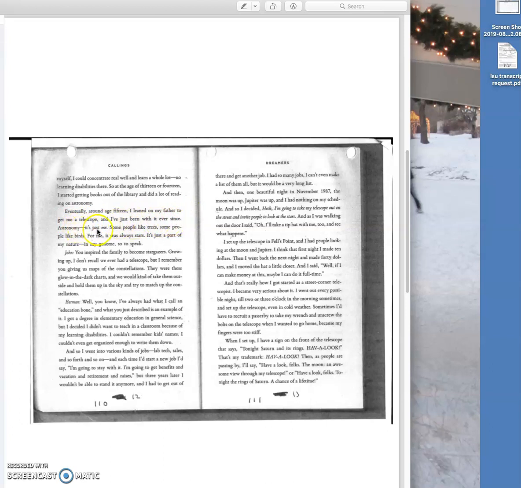Astronomy. It's just me. Some people like trees, some people like birds. For me, it was always stars. It's just a part of my nature, in my genome, so to speak.